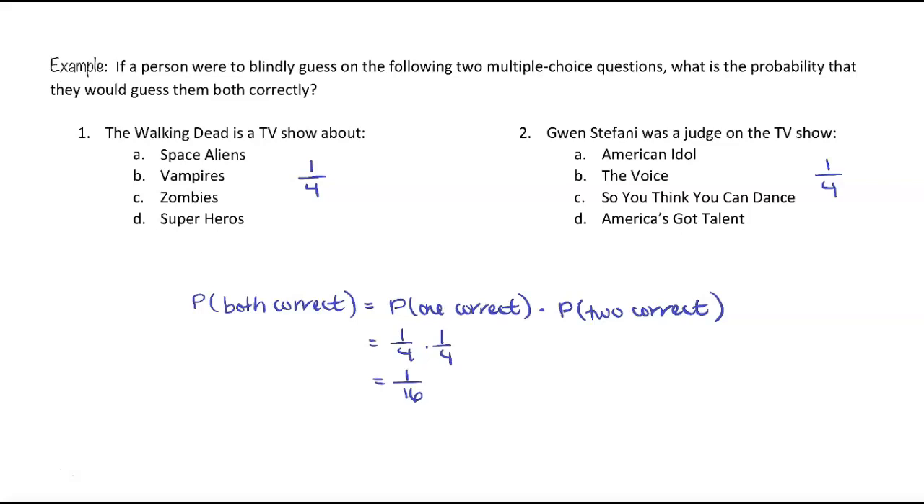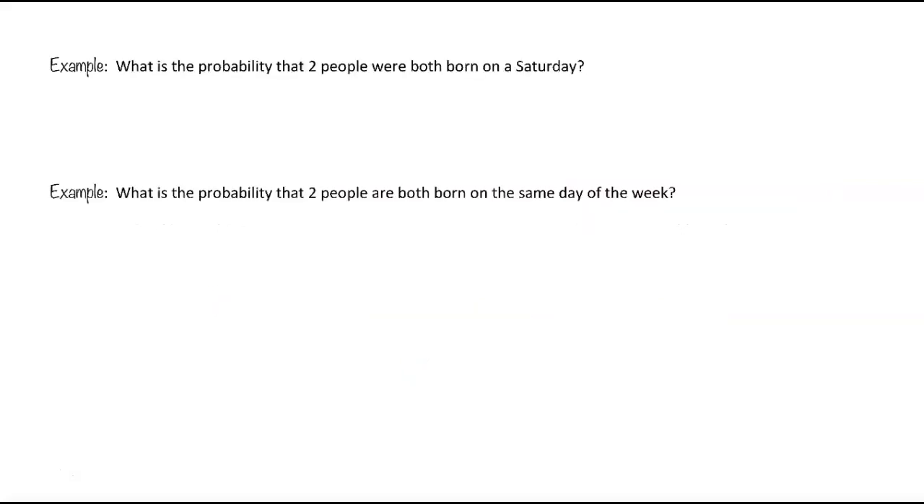Let's look at some different types of examples. First, what's the probability that 2 people were both born on a Saturday? First, are these independent or dependent events? They are independent. Having one person born on a Saturday does not have an effect on the other person being born on a Saturday.